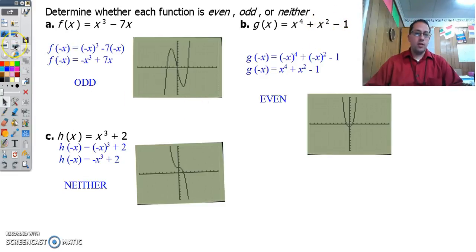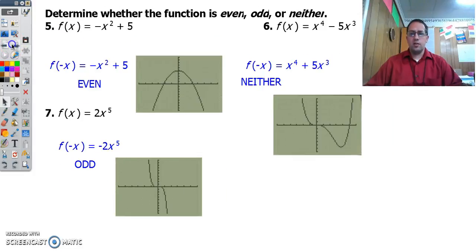All right? So that's another little way you can do this without having to graph it, without having to put in the negative x. But this right here, we plug in the negative x. That is the preferred, most technically correct way of doing it.